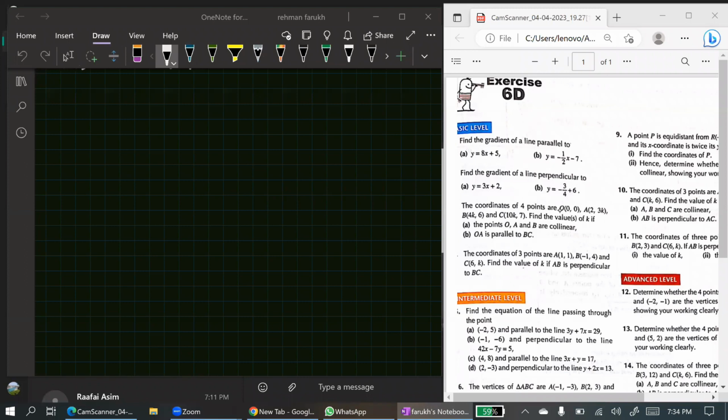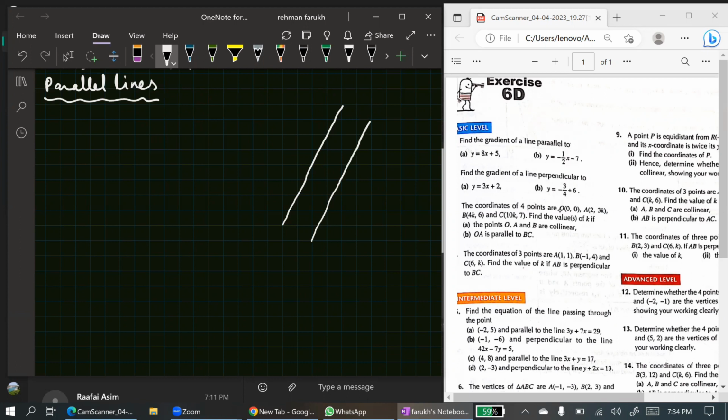Today we will learn about the perpendicular and the parallel lines. First of all, we will discuss the parallel lines. Are the two lines L1 and L2 parallel? Yes. Now we will find out the gradient of these two lines.